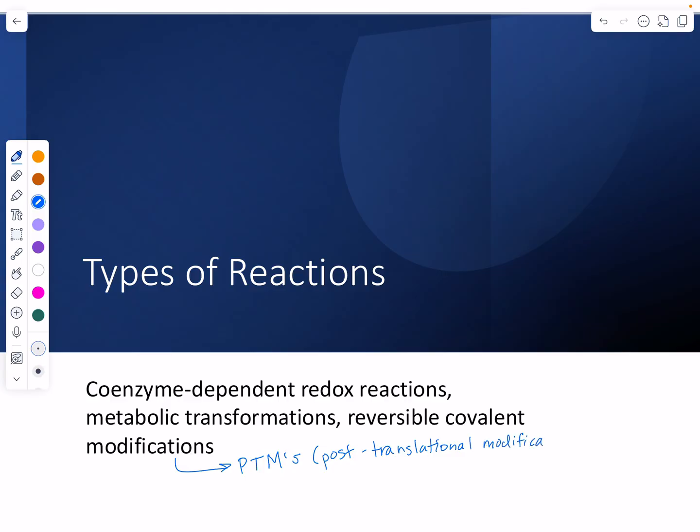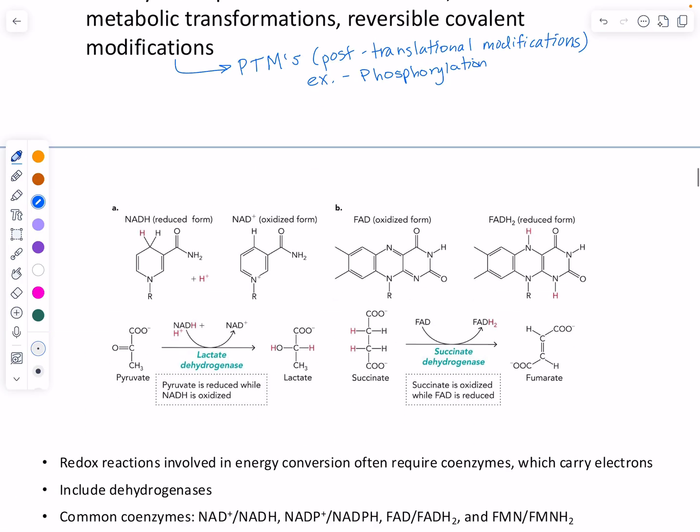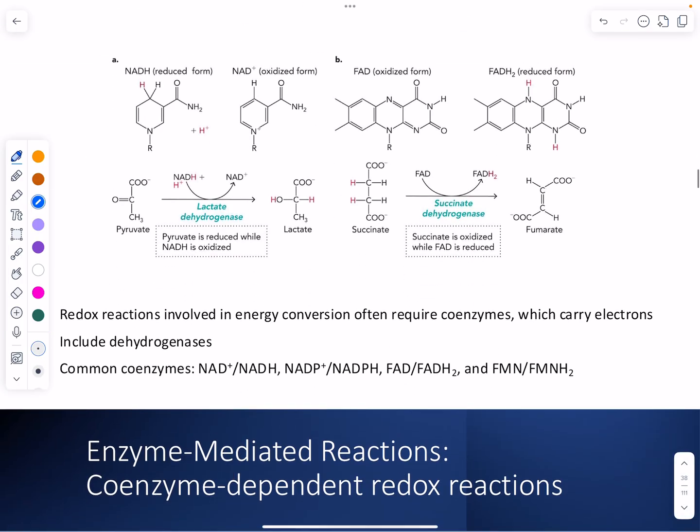Modifications. And the one that we've mentioned most frequently is phosphorylation. All right, so let's look at a few of these. All right, so coenzyme-dependent redox reactions. So again, redox often requires coenzymes because, again, they can carry electrons.